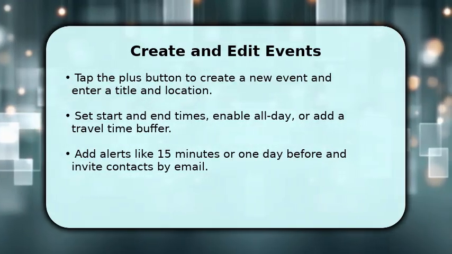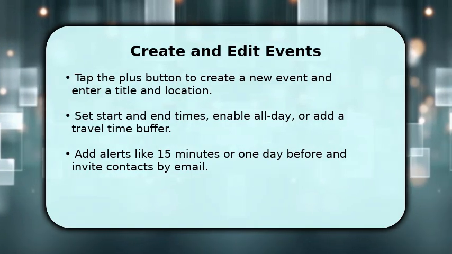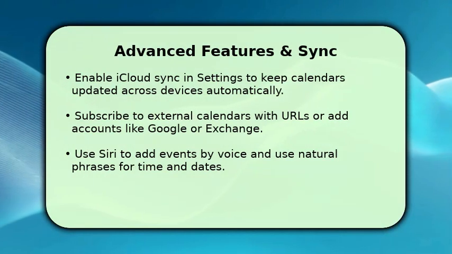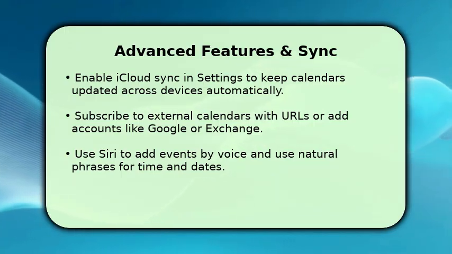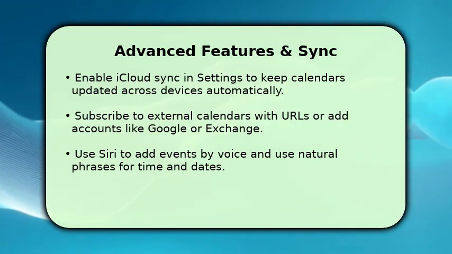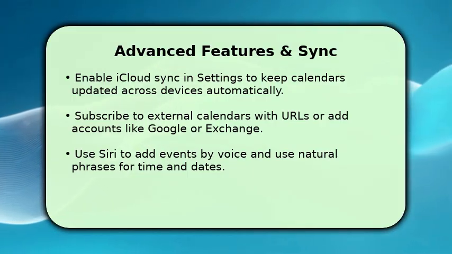Add accounts like Google, Exchange, or other CalDAV providers to consolidate schedules in one app. Subscribe to external calendars using a URL to follow schedules like sports or holidays. Use Siri to add events by voice and use natural phrases for time and dates like tomorrow at 3 p.m. Toggle time zone support in settings.